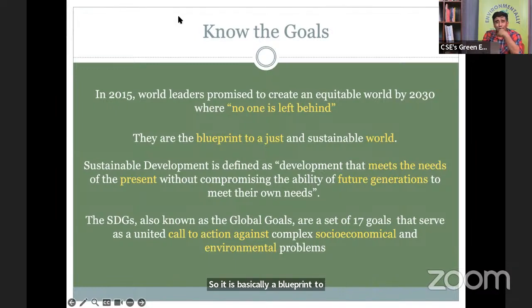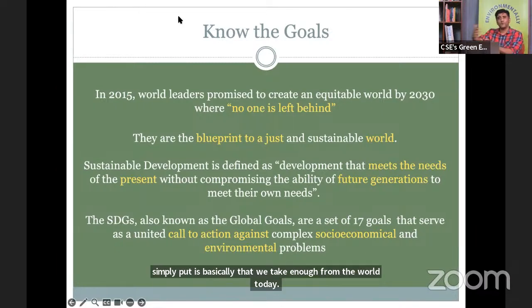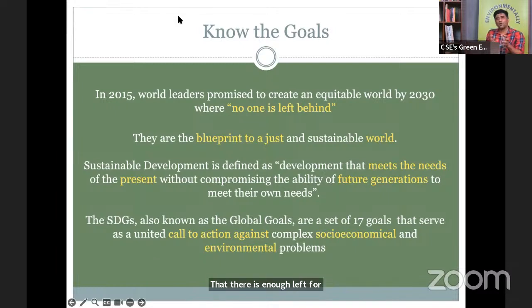And then the concept of sustainable development, very simply put, is basically that we take enough from the world today, that there is enough left for our future generations. So we should not become greedy. And that applies to individuals like Rajit and all of you. That also applies to the countries as a whole, the way we are developing. And that is basically where the problem starts. And that is basically why SDGs were brought in the first go.